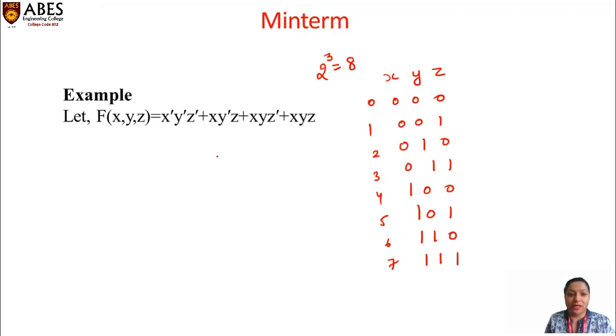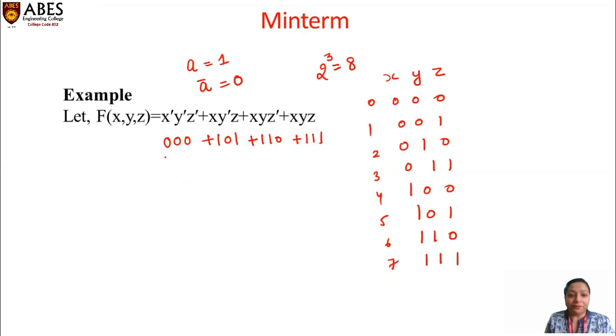We already know that in case of min terms, we represent the actual variable as 1 and the complement of that variable as 0. So here x, y, and z are all in the complemented form. So what will be the binary term? Here it will be 0, 0, and 0. Again here 1, 0, 1. Here 1, 1, 0. And here it will be 1, 1, and 1.